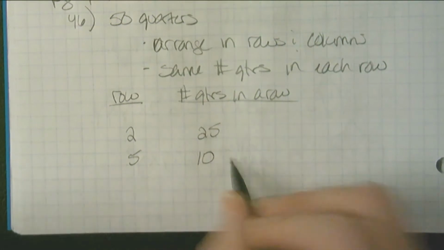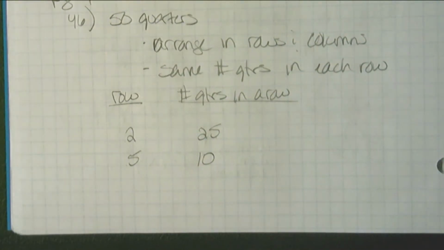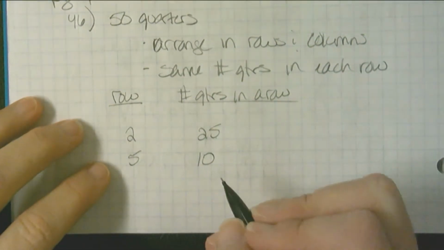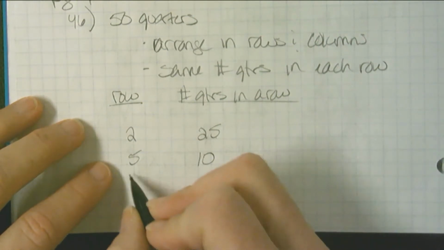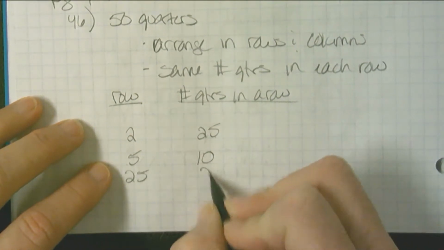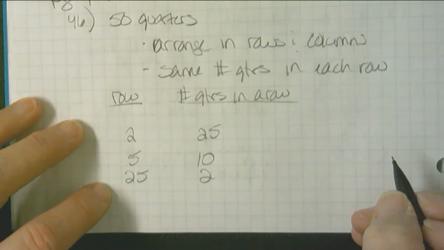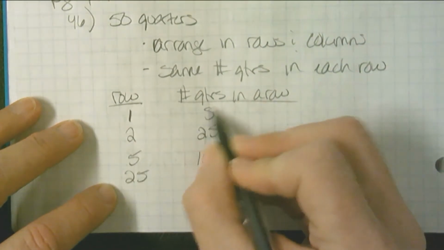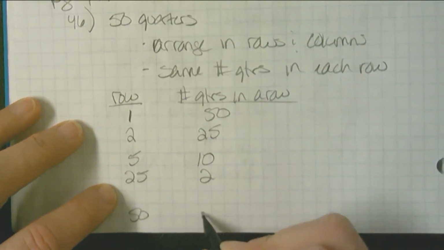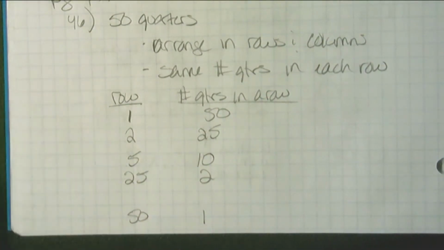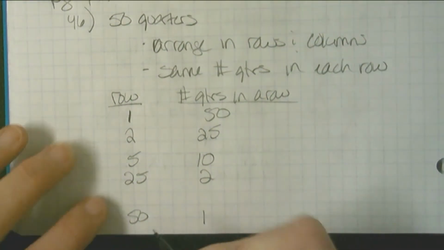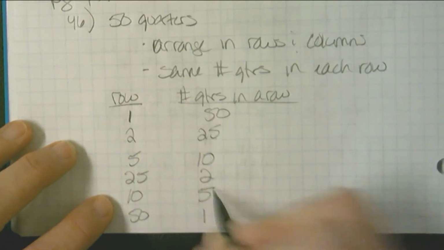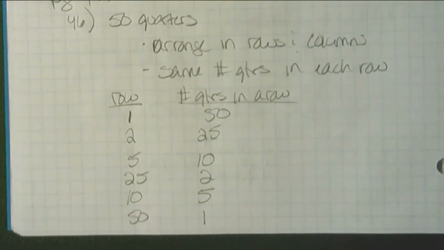What other ones could I do, you guys? Sophia? Okay. Keep going, Sophia. So I could do 1 with 50, and I could do 50 with 1. What else could I do? Danny? 10 with 5 in a row. So these are all my possibilities.